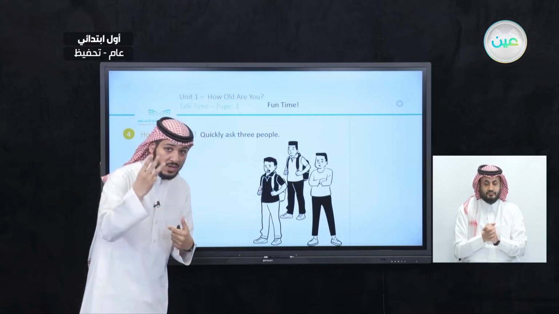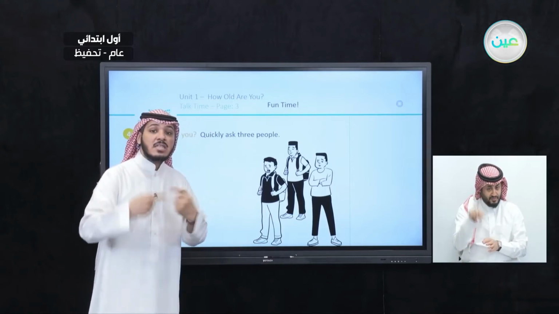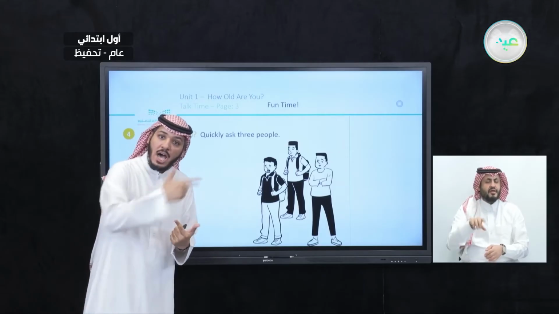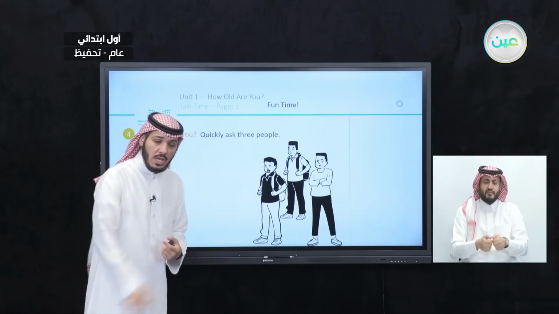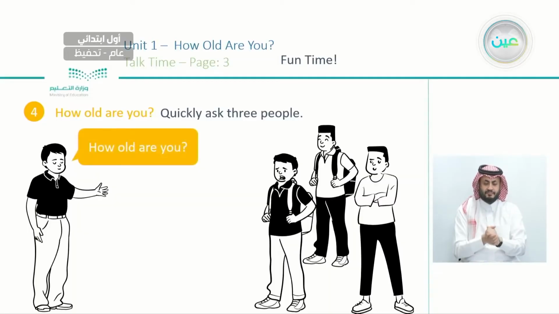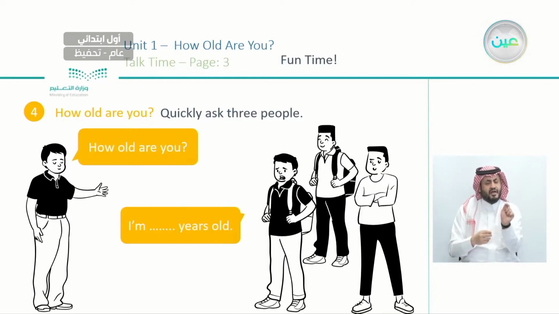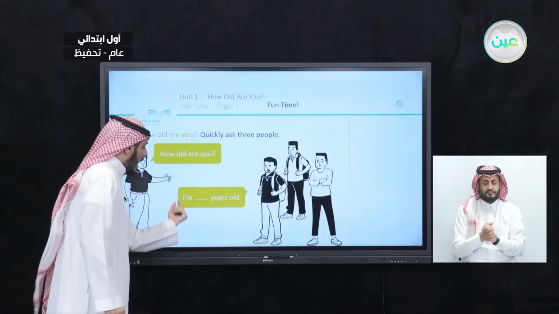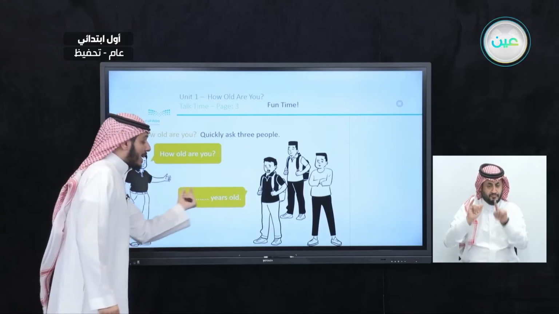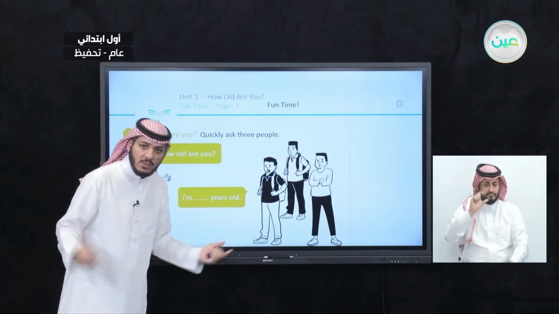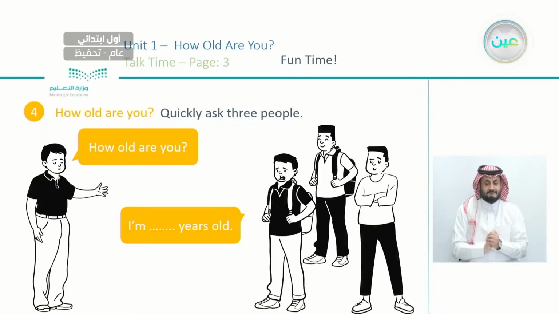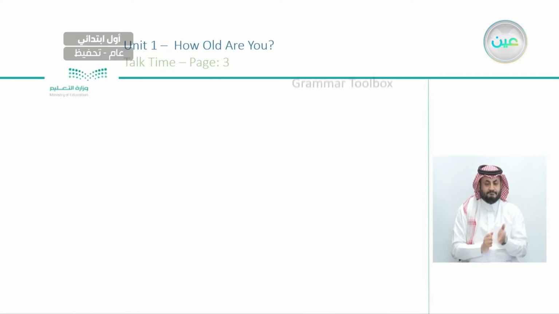Okay, so choose 3 people and ask them what? How old are you? You can ask your friends or your family. Okay, so how old are you? And they will answer the question. I am blank years old. So you can say, I am 9 years old, I am 10 years old, I am 11 years old, or whatever their age is.